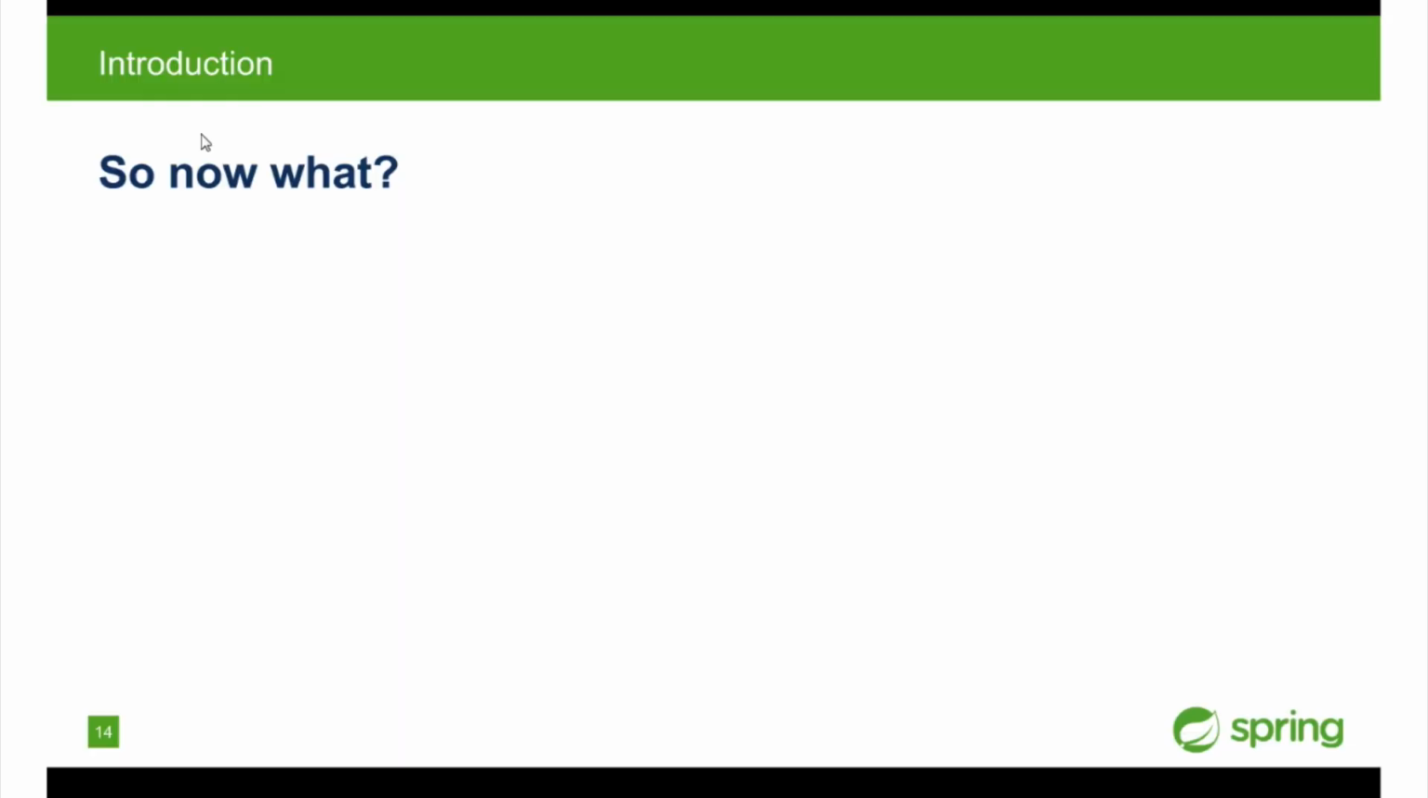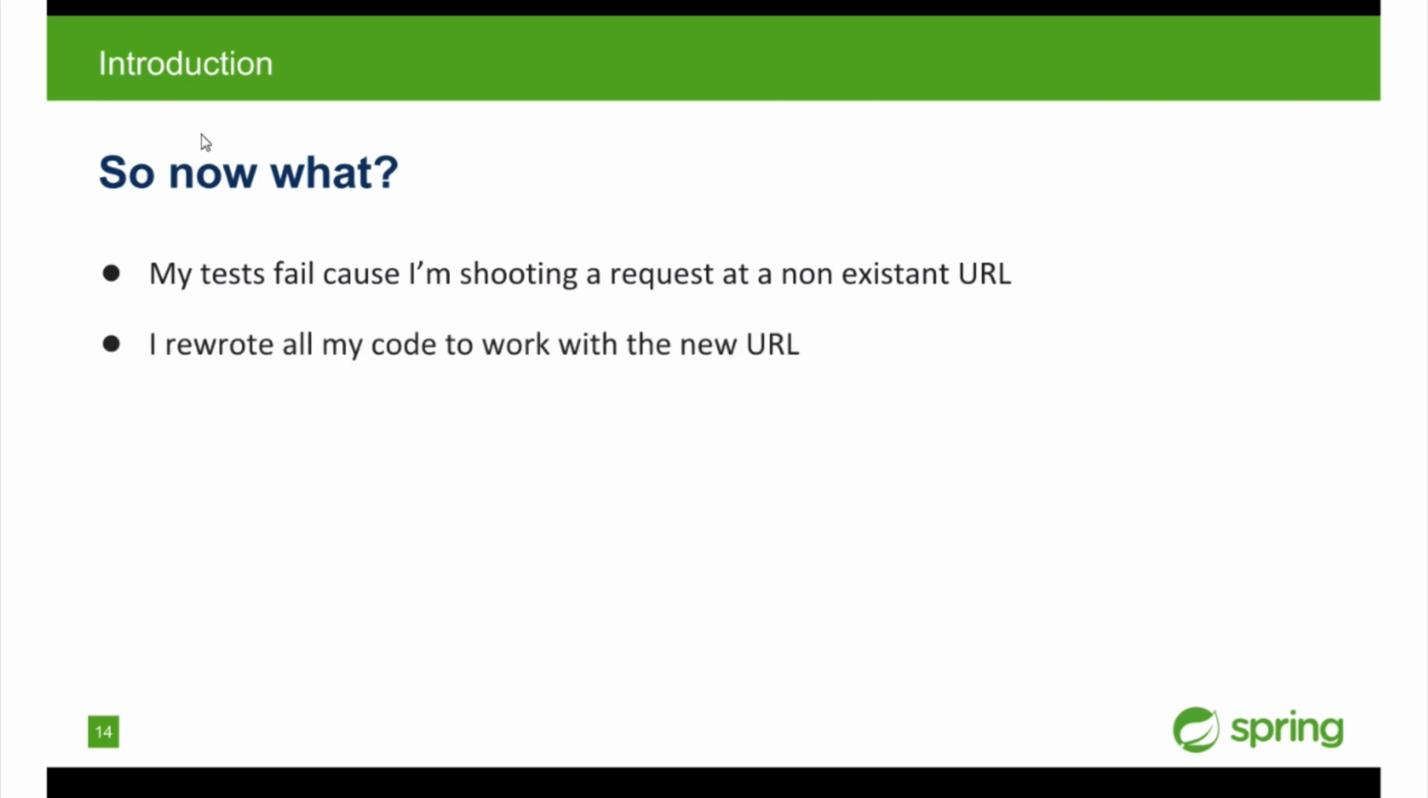My tests will fail because I'm shooting a request at a non-existent URL, right? So in my production code, I was saying that I'm going to shoot a request to /history. But now my stub is saying, hey, there is no such URL. I have some non-existing URL. So I rewrite my code to work with the newer URL. I just changed that URL. Now the unit and integration tests pass because I fixed my implementation. I fixed the production code and I fixed the test.